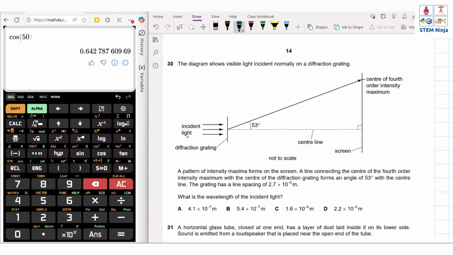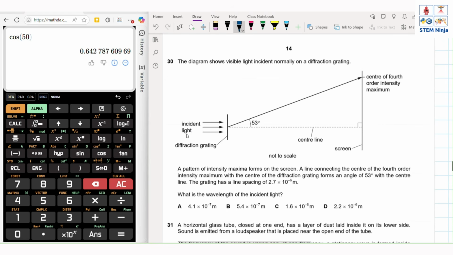Okay, the diagram shows visible light incident normally on a diffraction grating. The pattern of intensity maxima forms on a screen. A line connecting the center of the fourth order intensity maximum with the center of the diffraction grating forms an angle of 53 degrees with the center line. The grating has a line spacing of this. What is the wavelength of the incident light?